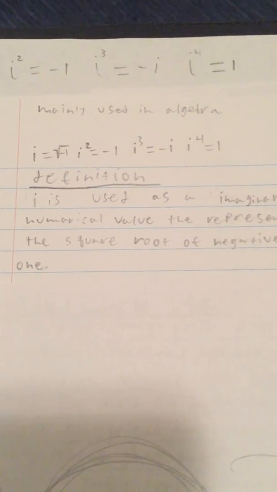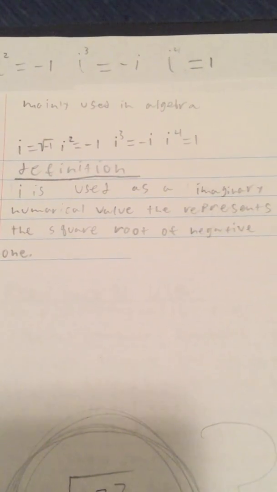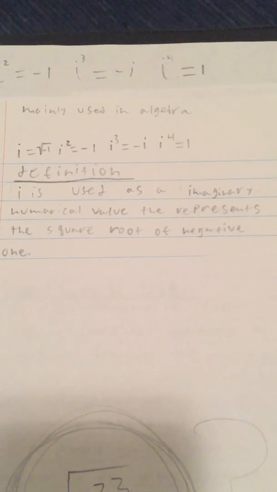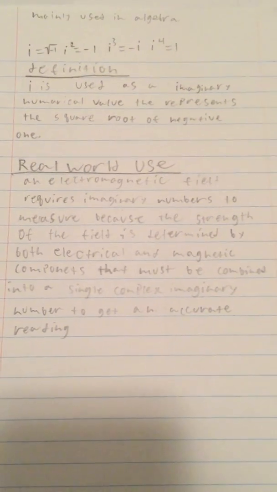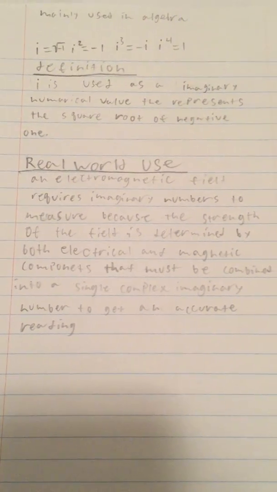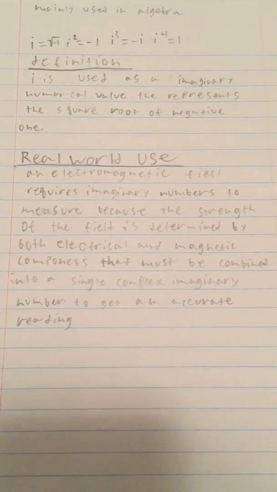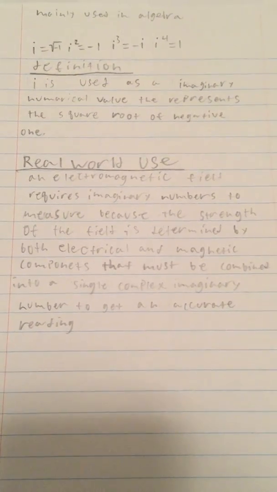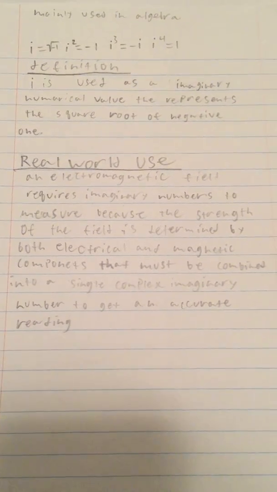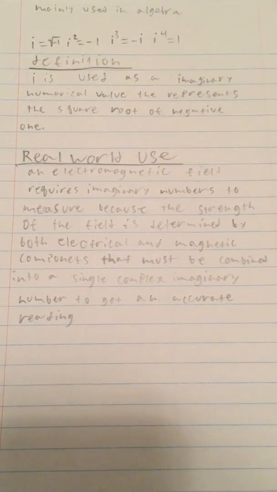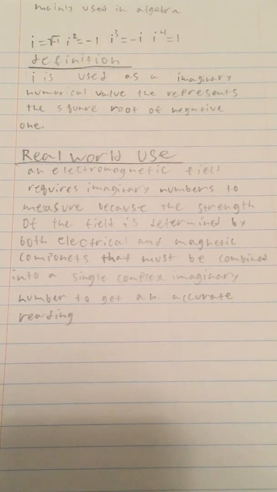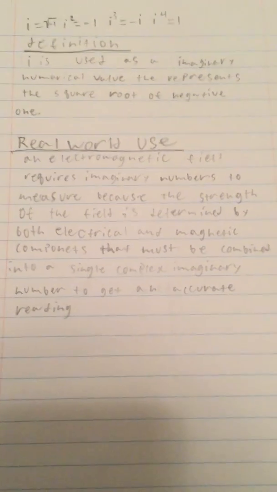The definition of i is an imaginary numerical value that represents the square root of negative 1. A real-world use of i is in an electromagnetic field, which requires imaginary numbers to measure, because the strength of the field is determined by both electrical and magnetic components that must be combined into a single complex imaginary number to get an accurate reading.